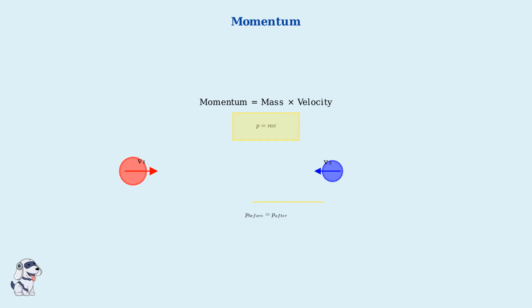The law of conservation of momentum states that in a closed system, total momentum before collision equals total momentum after collision. This principle helps us analyze collisions and interactions.